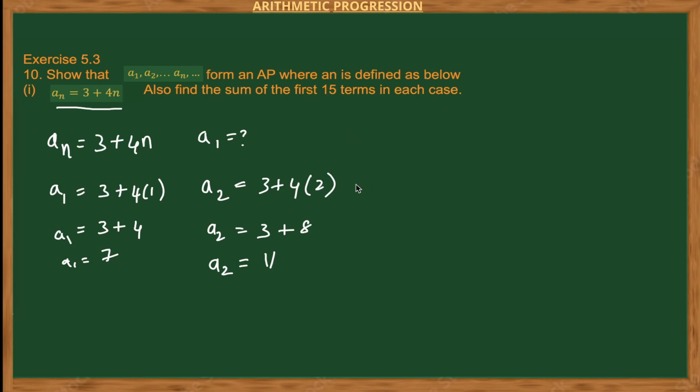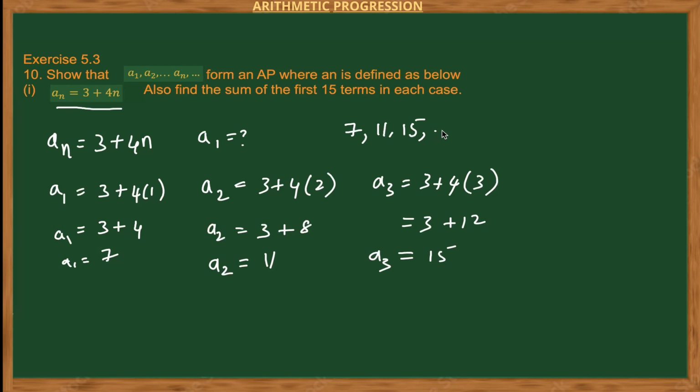Let's go ahead with another term. The reason is, if you want to show that this is an arithmetic progression, we can find at least two differences and see that they are constant. So let's find a3. Replace n with 3. So 3 plus 4 times 3 is 12, and 12 plus 3 is 15. So now we have an arithmetic progression of 7, 11, 15 and so on.